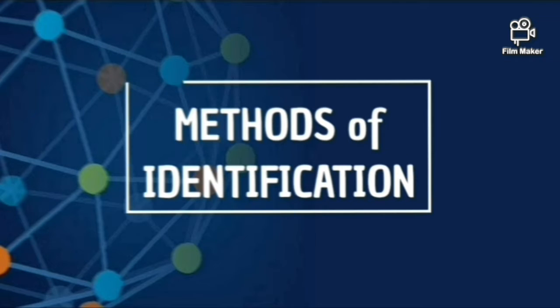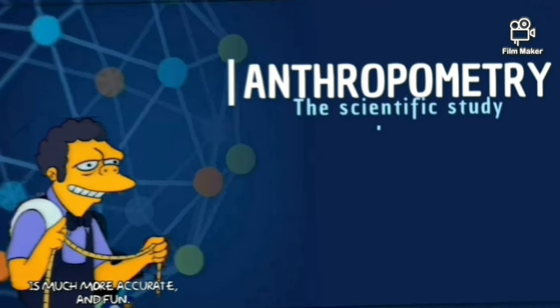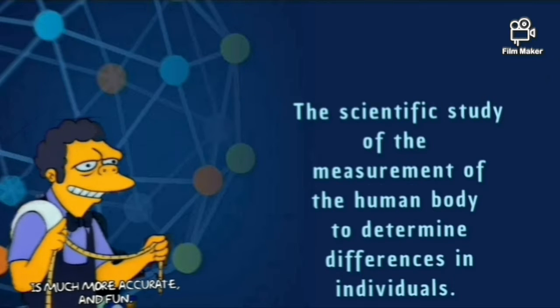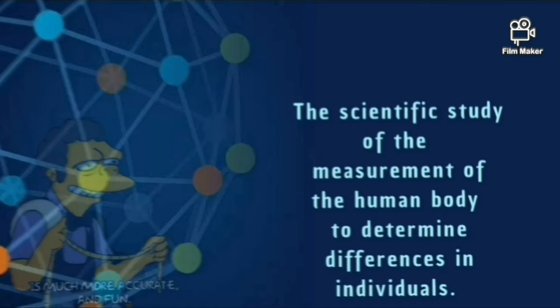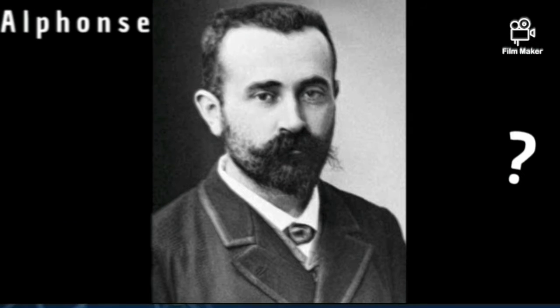Methods of identification. First is anthropometry. Anthropometry is the scientific study of the measurement of the human body to determine differences in individuals.